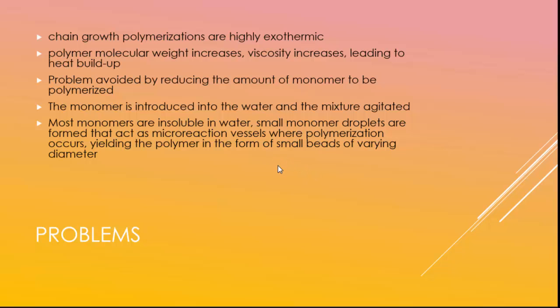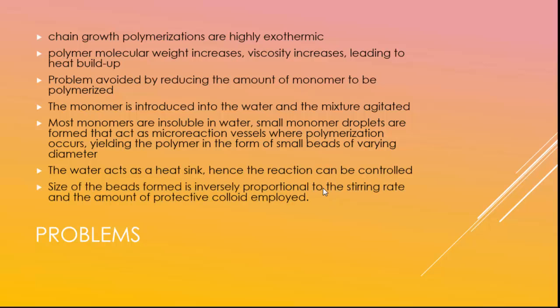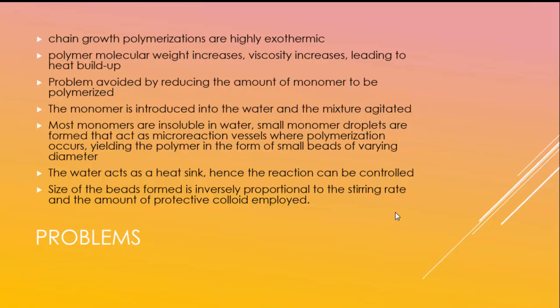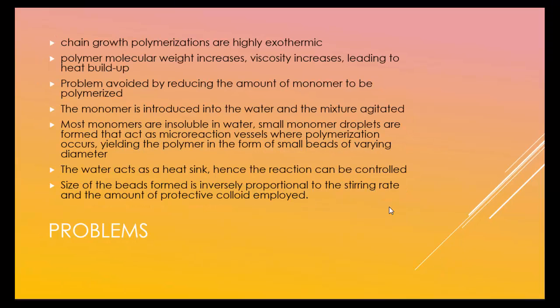The monomer is introduced into the water and the mixture is agitated. As most monomers are insoluble in water, small monomer droplets are formed, and these act as micro-reaction vessels where the polymerization occurs, giving the polymer in the form of small beads of varying diameter. This ensures that there's no heat buildup, as the water, which has a very high heat capacity, acts as a heat sink, and hence the reaction can be controlled. The size of the beads formed is inversely proportional to the stirring rate and the amount of protective colloid employed.